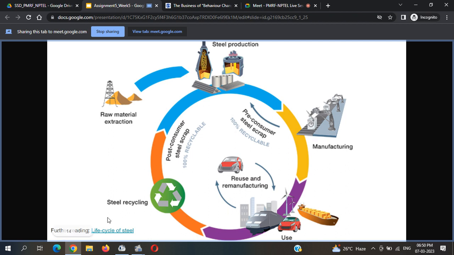If you want to read further about the life cycle of steel and why it is a perfect product to fit the cradle to cradle model, you can click on this link which I have provided.